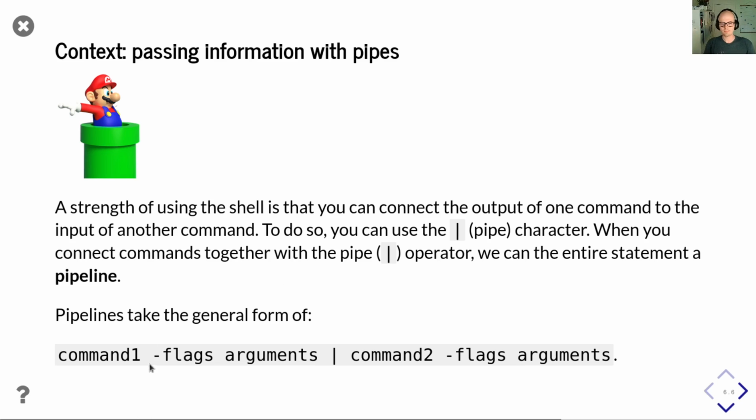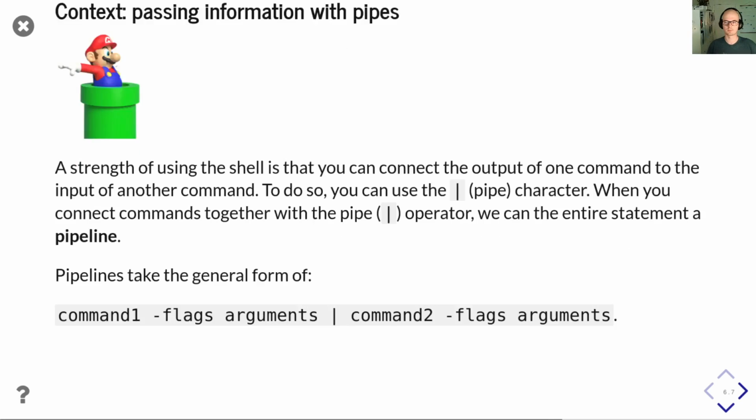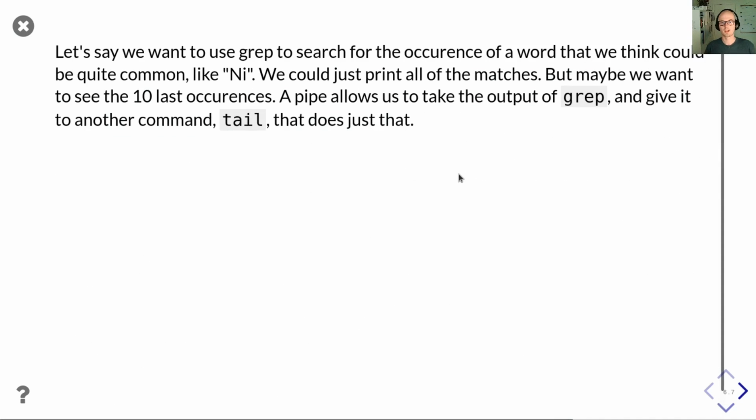The general structure is you have a command with its flags and arguments, and then you write this vertical character, the pipe character, and you write the next command. That just means take the output of the first command and give it to the second command. This is really useful. I'm not going to go into more detail. You can read in your own time what the different options are. The reason I showed it to you is because of this next example.